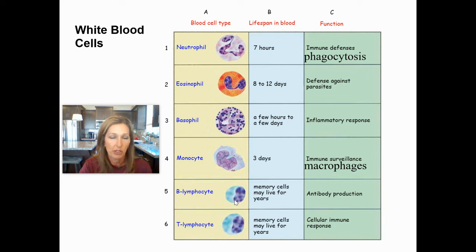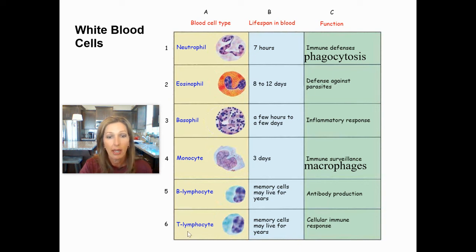Your B cells actually mature in the bone marrow. So all of these cells are produced originally in the bone marrow. B cells, the B stands for bone marrow. They mature in the bone marrow, and these are your cells that produce antibodies. And once your B cells have learned how to make a specific antibody, they remain in your body as memory cells, hopefully for the rest of your life.